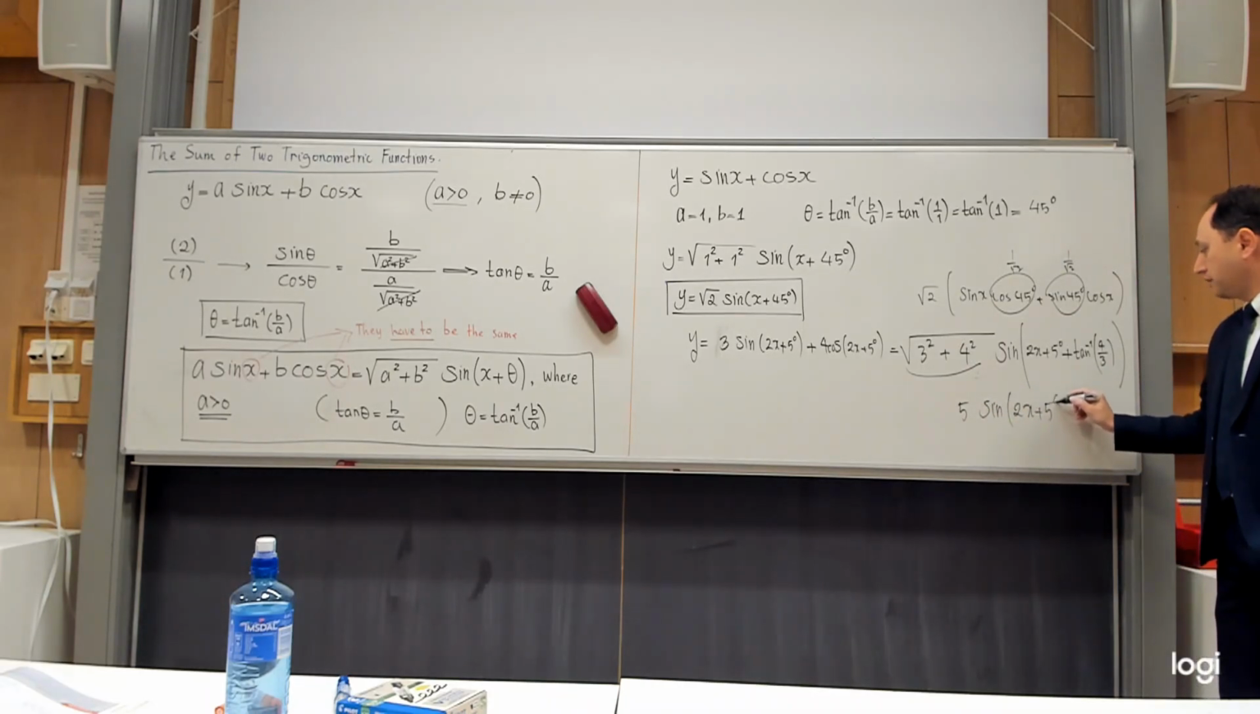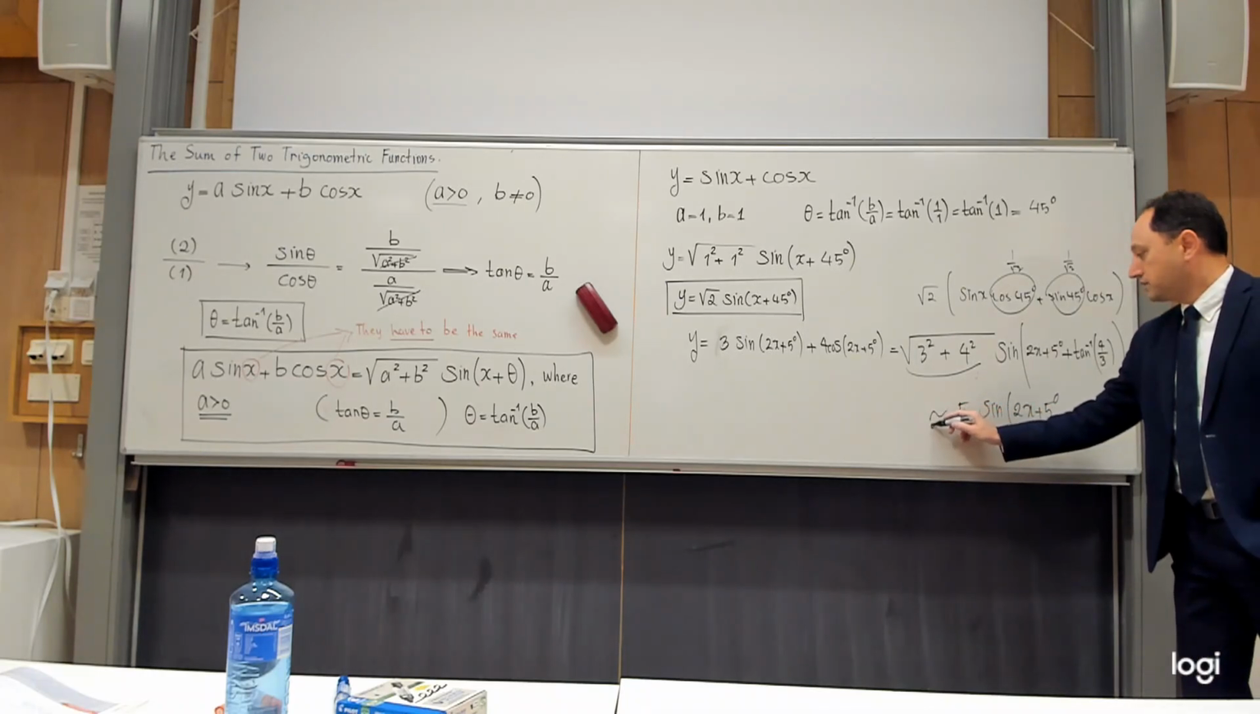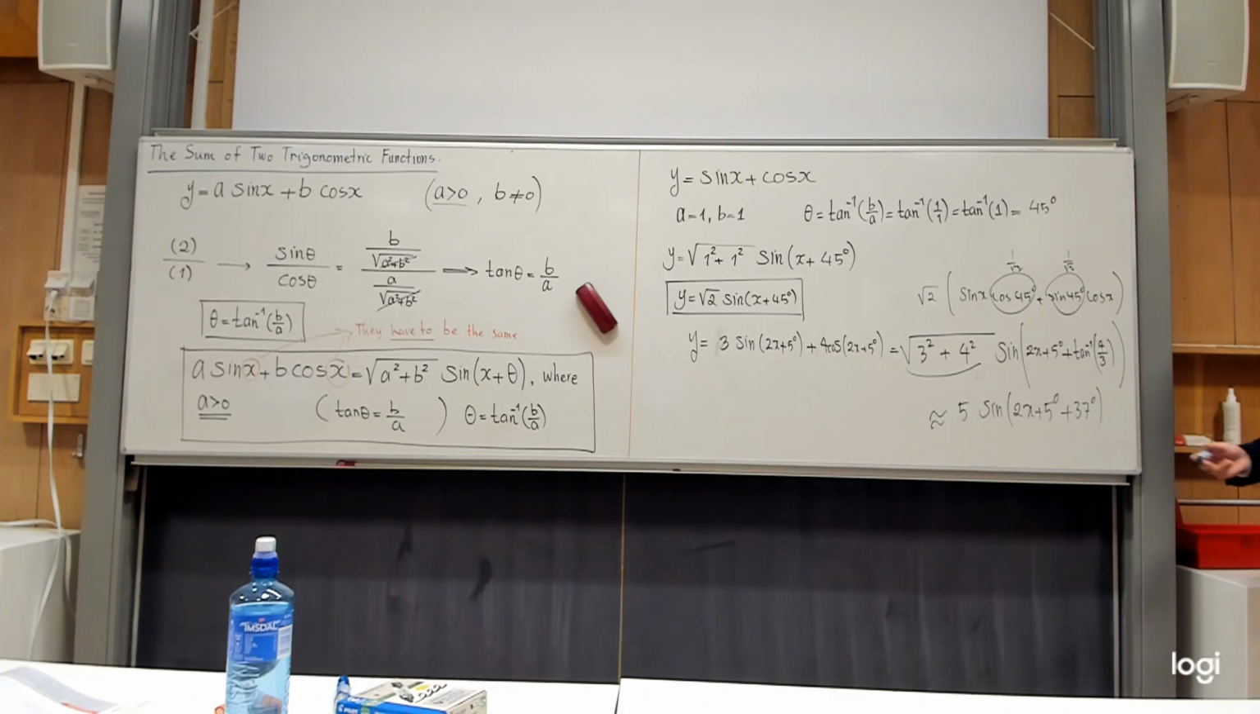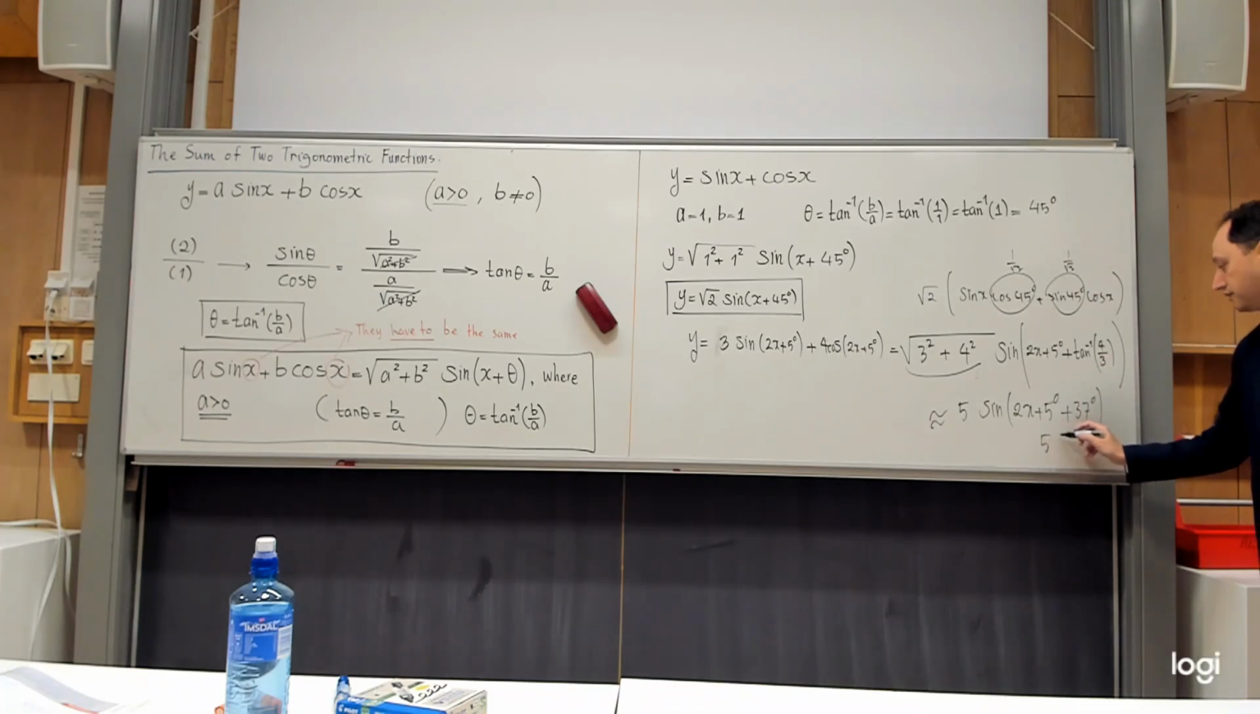So if I ask you approximately, this becomes approximately equal to this. If I remember, it's around 37 degrees. So maybe I ask you to give me approximations up to some decimal points. In that case, you have to write it in this way. Otherwise, you have to stop there. In that case, it becomes 5 sine of 2x plus approximately 42 degrees. Yes?